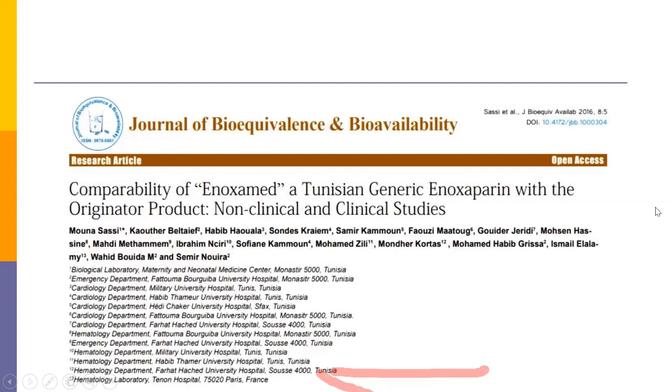So what I realized more, this was published in one of the journals, the Journal of Bioequivalence and Bioavailability, comparing our newest brand, as we have seen in the slide, and the originator product, which is Clexane. The non-clinical and clinical studies, as we're going to see in the next slides. Please, next slide.